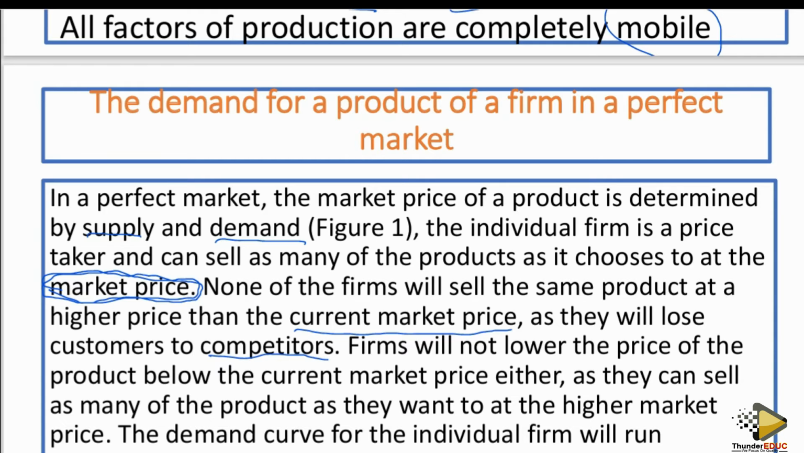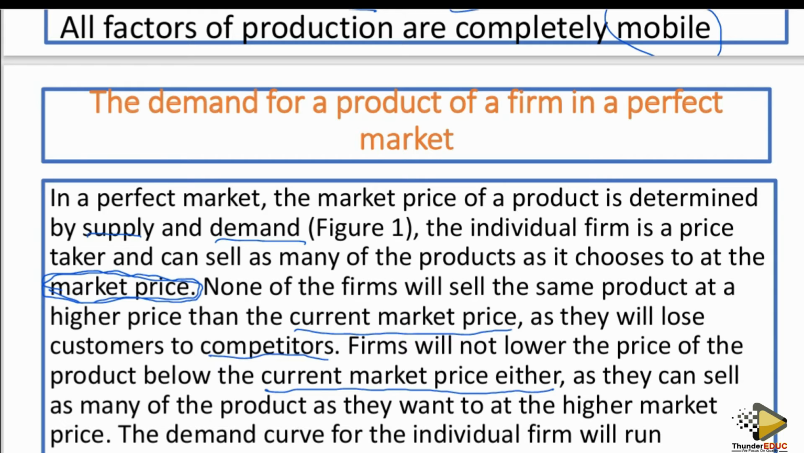Okay, right. Firms will not lower the price of the product below the current market price either, because the moment you lower the price below the prevailing market price, you are selling your products for a lesser amount. Yes, you can have a lot of customers come to support your business, but in essence you are not going to make any profit. Remember, we don't start a business just because we want to give back to the community. We start the business with the aim of generating a profit.